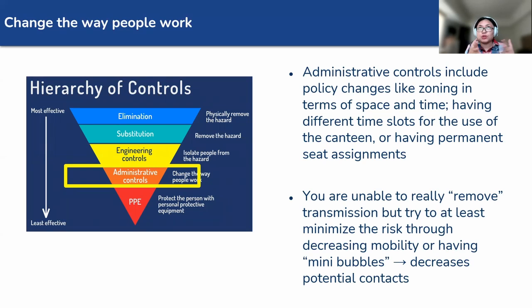With zoning, you try to minimize that mixing. At least you have little bubbles, and it's easier to do contact tracing. So those are administrative controls. You are unable to really remove transmission, but at least you're trying to minimize the risk through decreasing mobility by having mini bubbles, and therefore decreasing potential contacts.